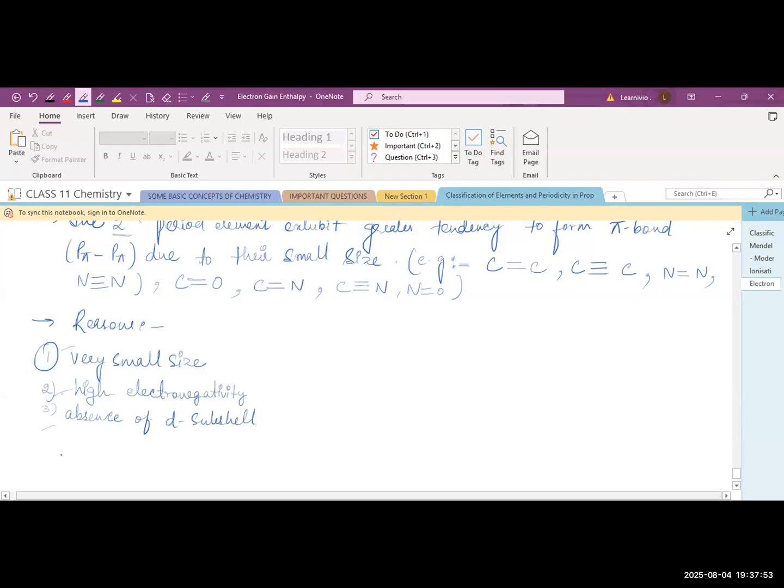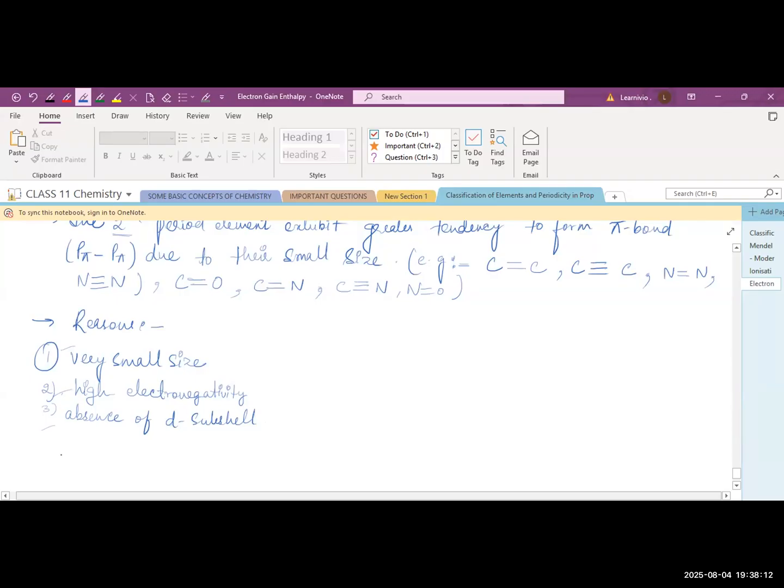Last point समझ में आया? Why absence of d orbitals? Due to the absence of d orbitals, ma'am, what happens? Electrons cannot jump to the higher energy level, right? Because अगर electrons को jump करना होगा, electrons could not jump to the higher energy orbitals, right?